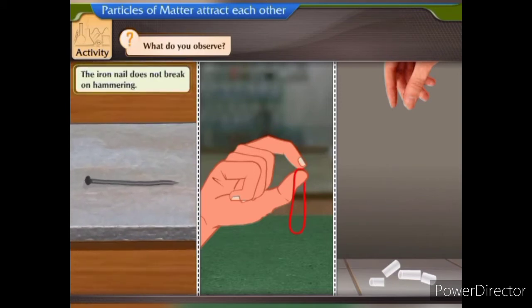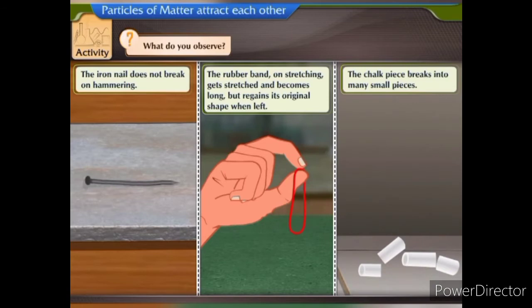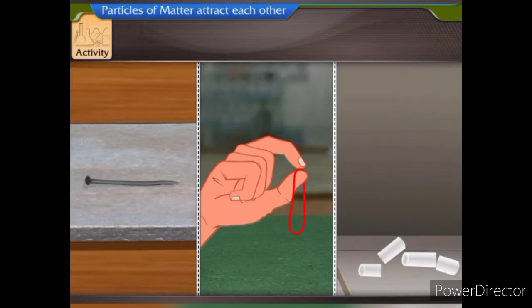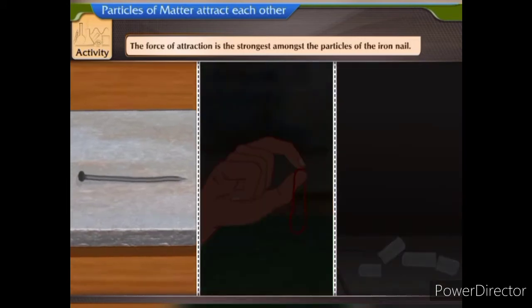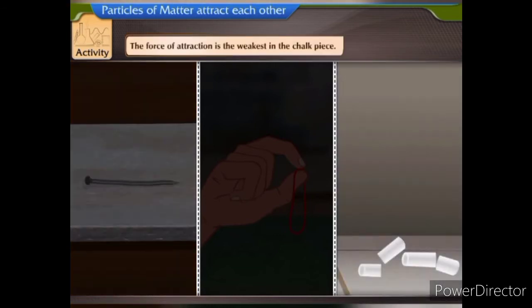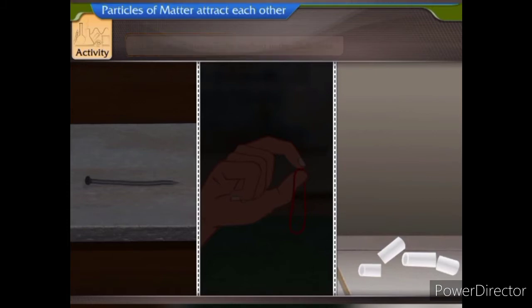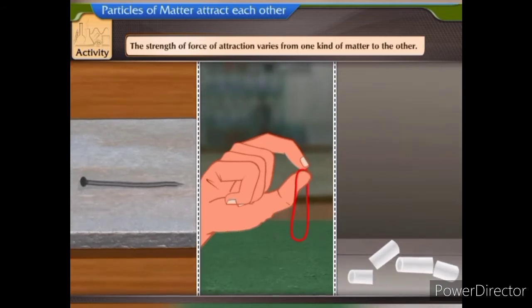The iron nail does not break on hammering. The rubber band on stretching gets stretched and becomes long, but regains its original shape when left. The chalk piece breaks into many small pieces. This shows that the force of attraction is the strongest among the particles of the iron nail. The force of attraction is the weakest in the chalk piece. We can thus say that the strength of the force of attraction varies from one kind of matter to the other.